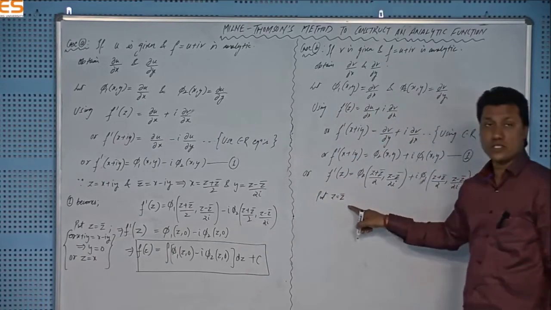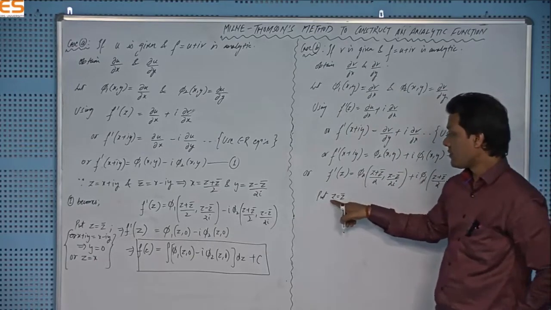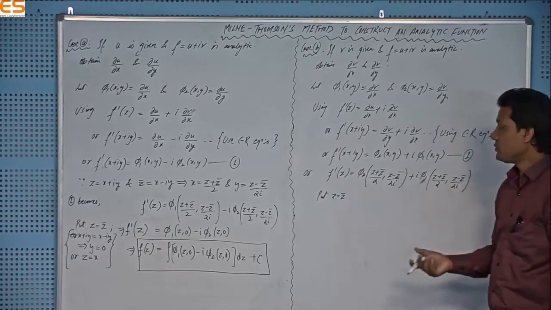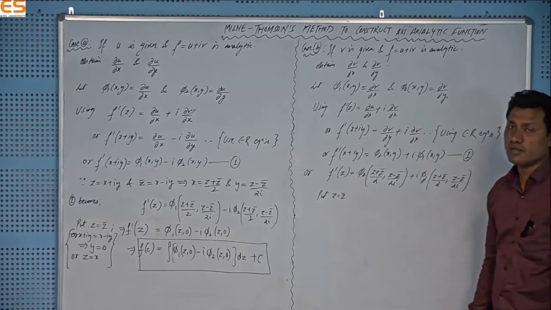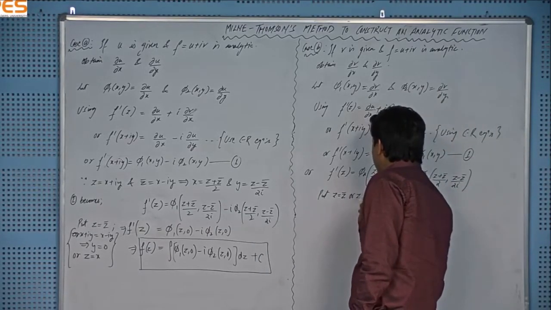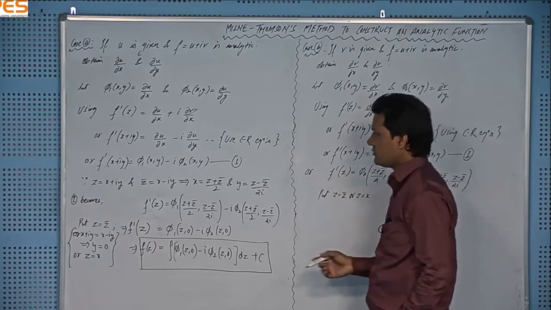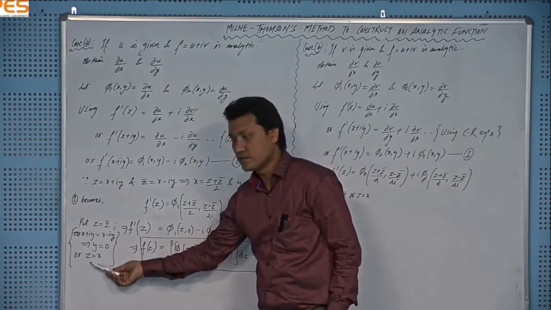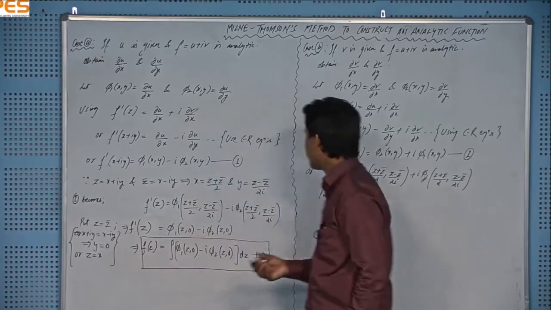If you put z equal to z bar, you are assuming that a complex number is equal to its conjugate, and that is possible if and only if z is equal to a real number, that is z is equal to x. For the proof, you can see this will give z equal to x.